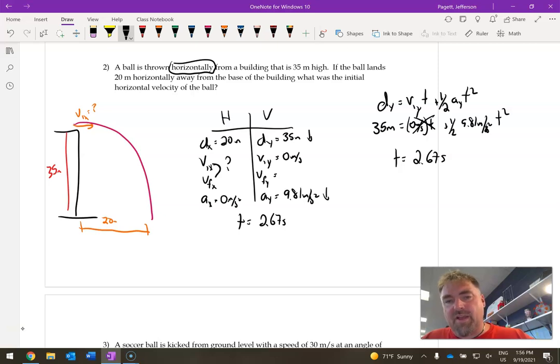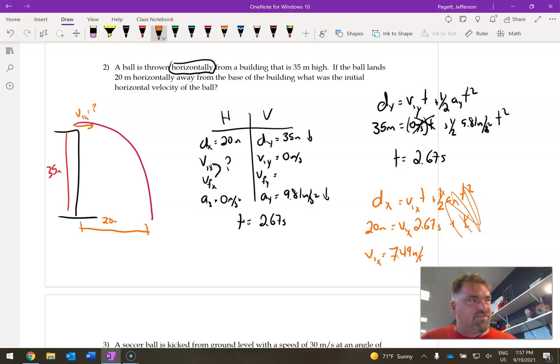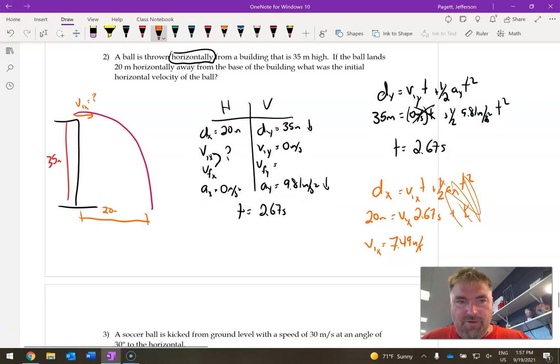So now I'm trying to find my VIX. I can go back and say, all right, well, I do know that horizontally, dx equals VIX times t plus 1/2 AX t squared. So dx, that's 20 meters, is equal to VIX, oh, I want that, times t, which is 2.67 seconds, plus 1/2 of, oh wait, AX is always 0, so this whole thing goes away. And so my VIX kicks out to be 7.49 meters per second, or 7.5 meters per second. You could round to there.